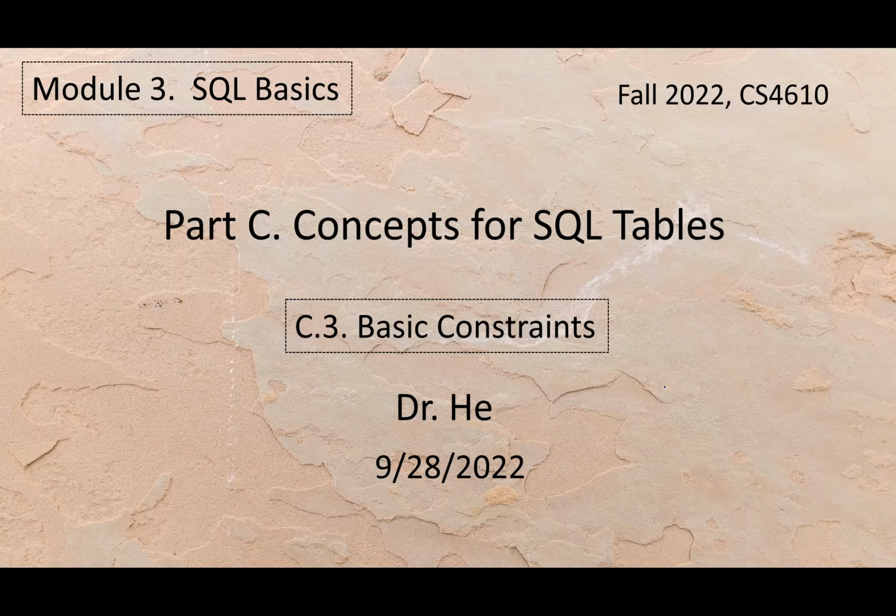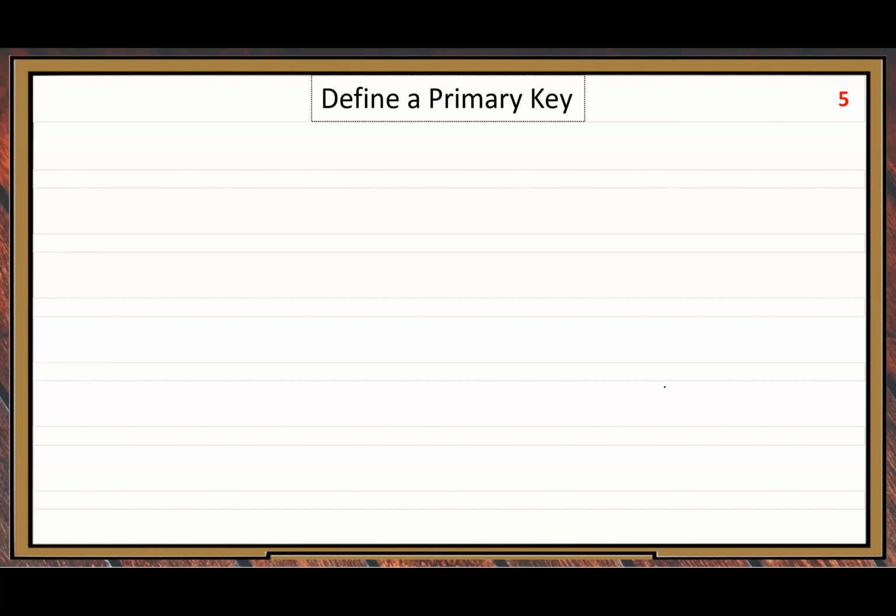Next topic, C.3, basic constraints. Here, let us discuss some simple basic constraints. Some of the constraints could be very complicated, but when we start, let's look at the simplest constraints first. Define a primary key. Let us discuss this primary key. It is very important. We need to have a better understanding of its properties.